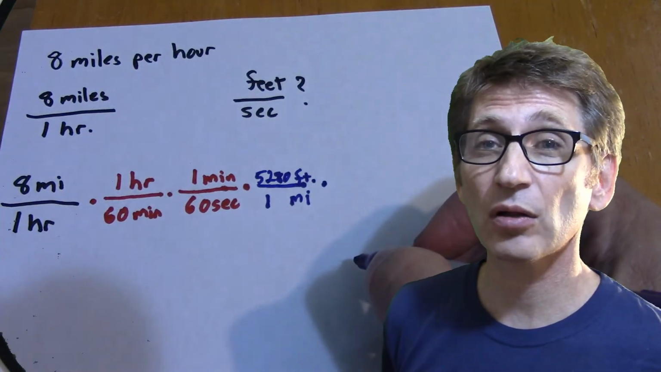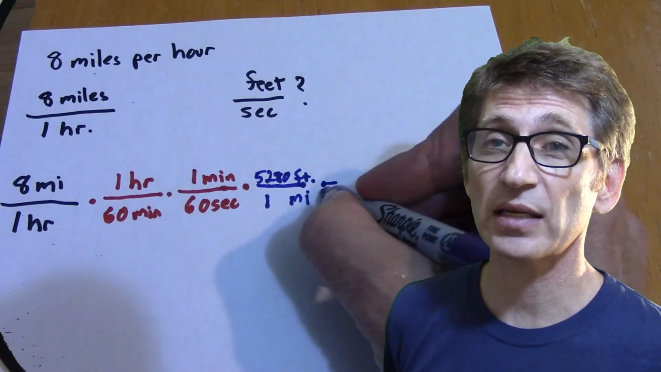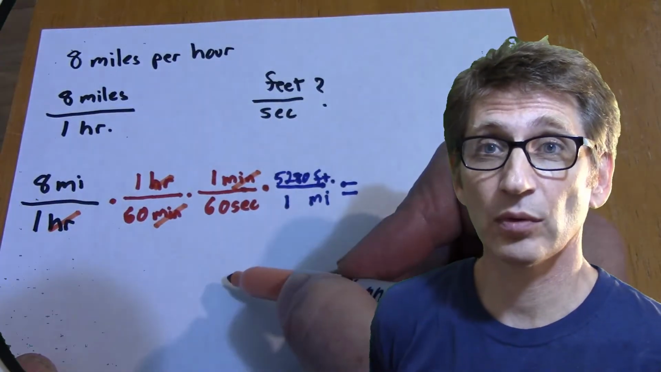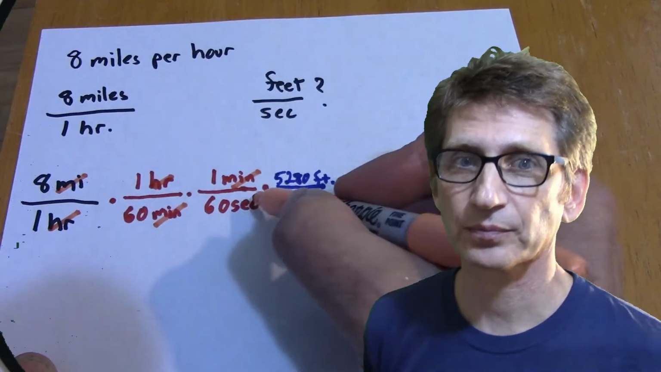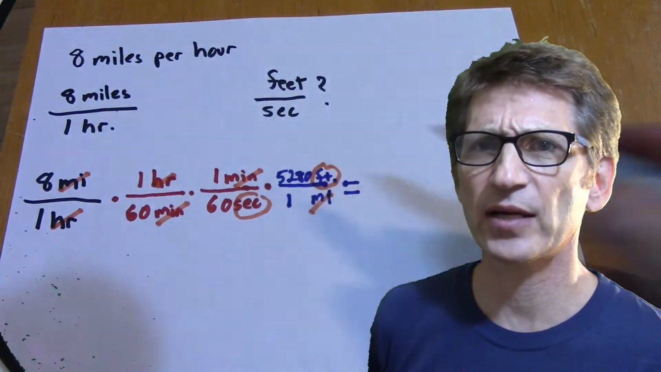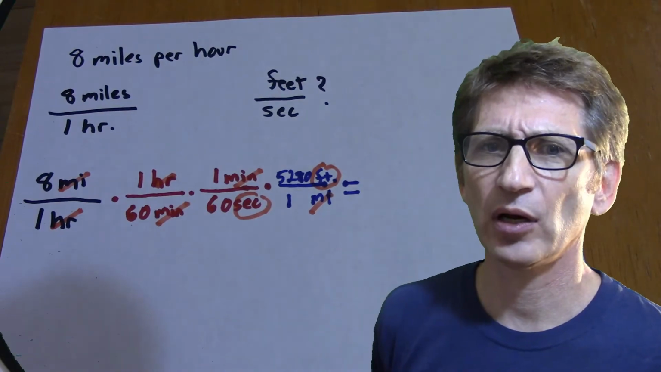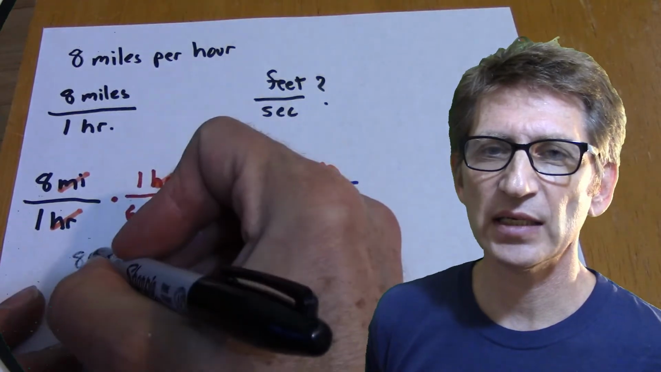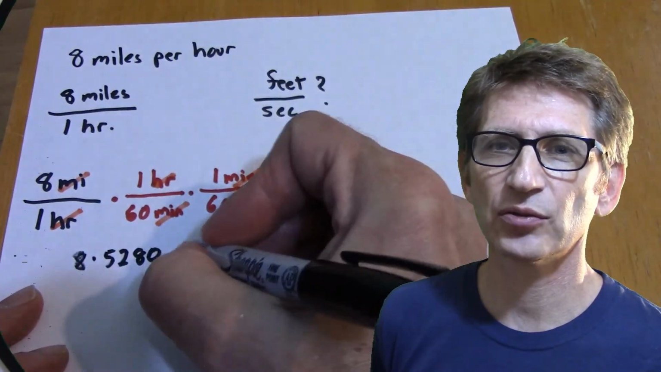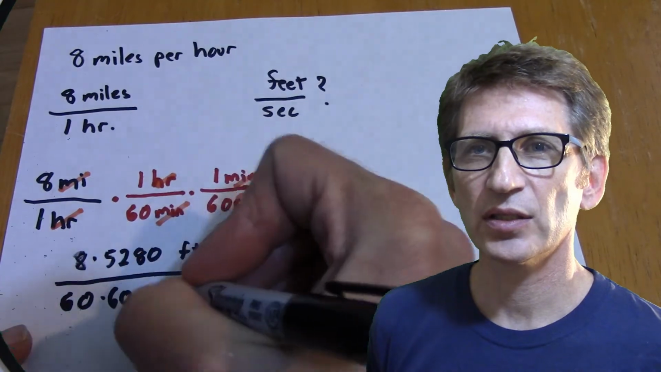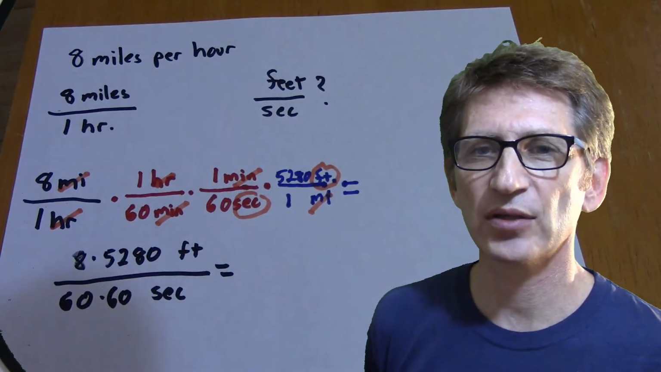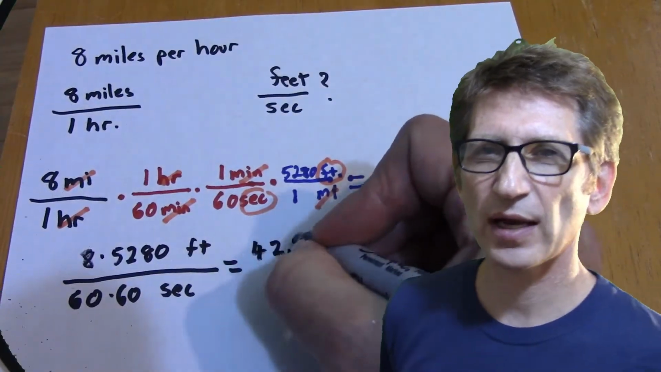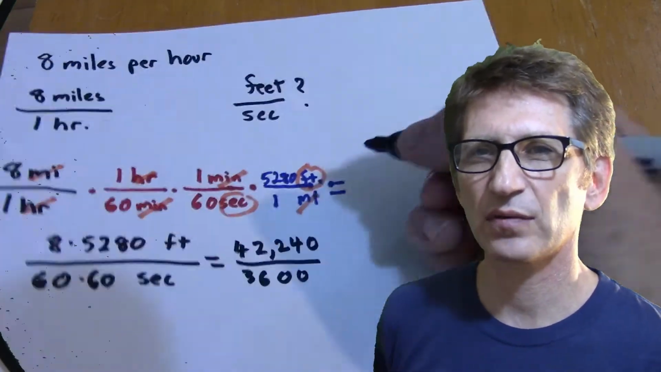Now we can see all of these units cancel out except feet in the numerator and seconds in the denominator. And that's what we're targeting, feet over seconds. So just like multiplying any other fractions, we'll multiply all the numerators, multiply all the denominators, and see what we get. So 8 times 5,280 feet gives me 42,240 feet in the numerator. 60 times 60 for seconds gives me 3,600 seconds in the denominator. So this mouse could move 42,240 feet in 3,600 seconds.